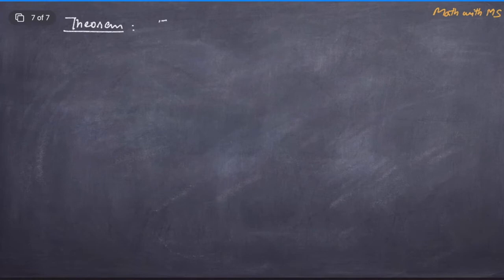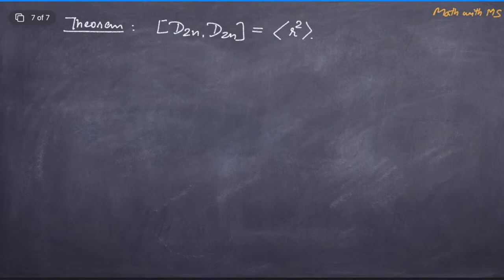The commutator subgroup of the dihedral group D2n is the cyclic subgroup generated by R square. Very simple result. Let us prove it. We will first show that each commutator in the dihedral group D2n lies in the cyclic subgroup generated by R square. This will show that the commutator subgroup itself is sitting inside the subgroup generated by R square.